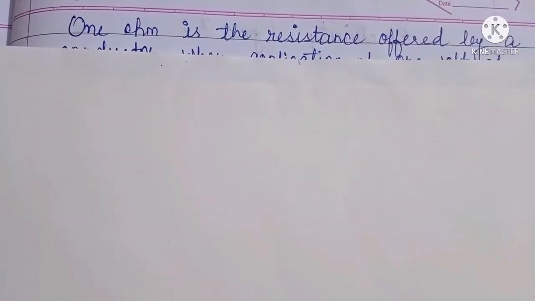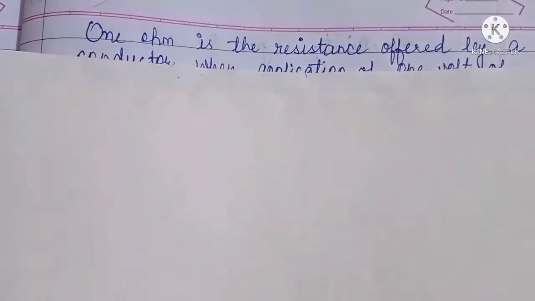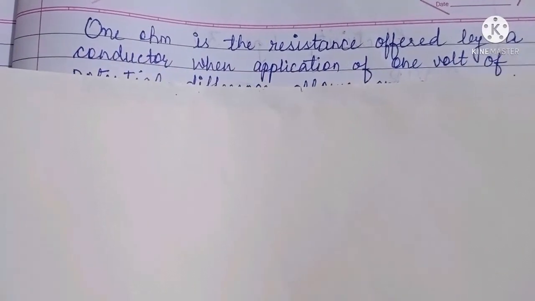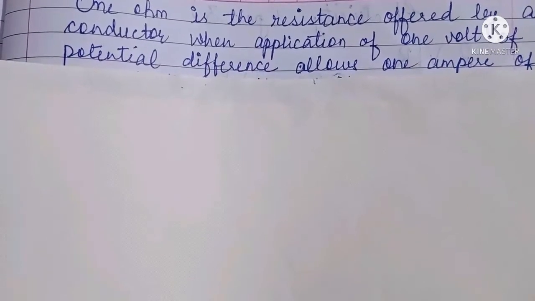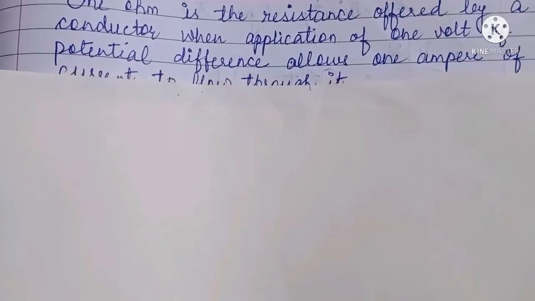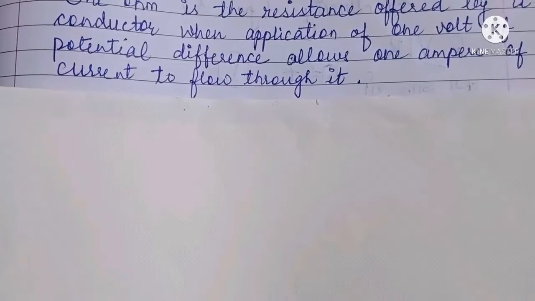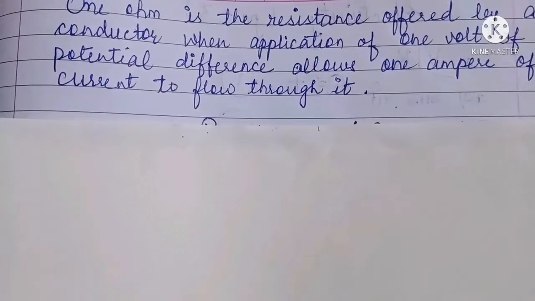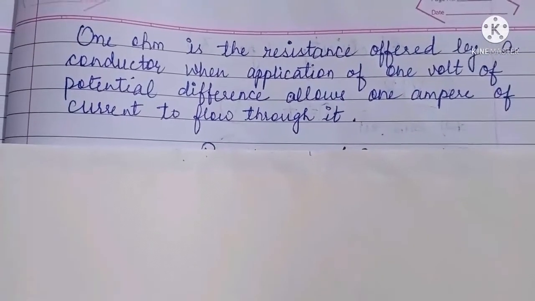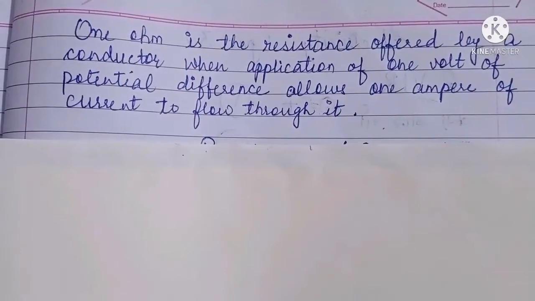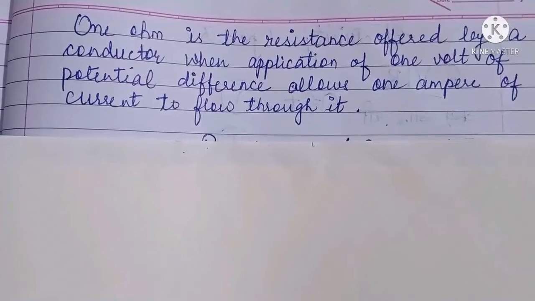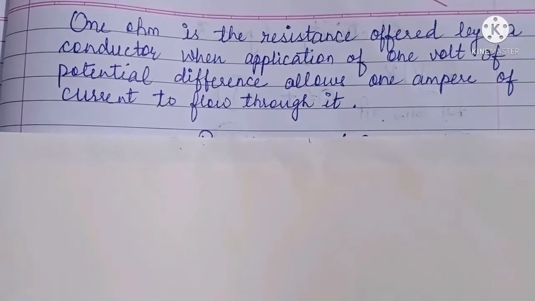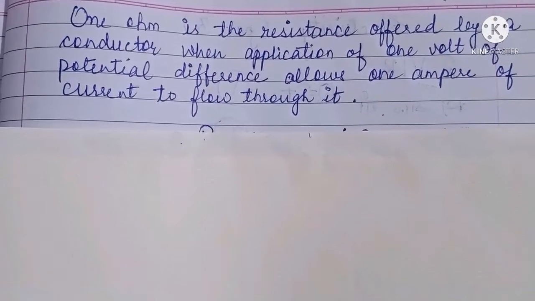So 1 ohm is the resistance offered by a conductor when on application of 1 volt of potential difference allows 1 ampere of current to flow through the conductor. That gives us the value for 1 ohm. 1 ohm is the resistance offered by a conductor when application of 1 volt of potential difference allows 1 ampere of current to flow through it.